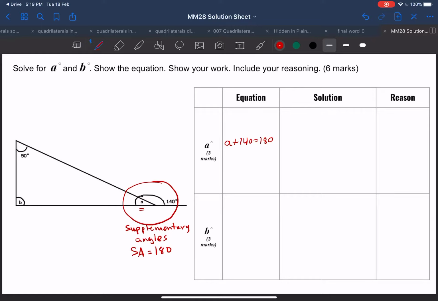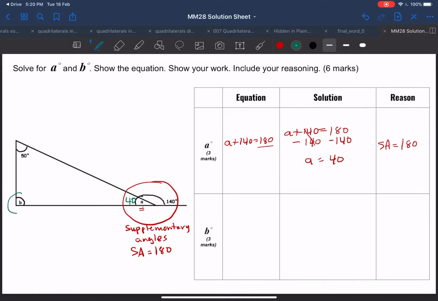This tells me that when you add the supplementary angles A and 140, they will give you a total of 180 degrees. So your solution is A plus 140 equals 180, minus 140, minus 140. A is equal to 40. Reason being, supplementary angles equal 180. Now we know that A is 40.